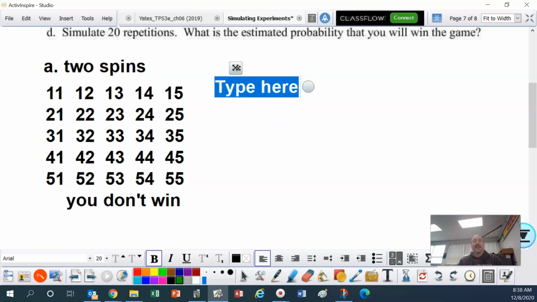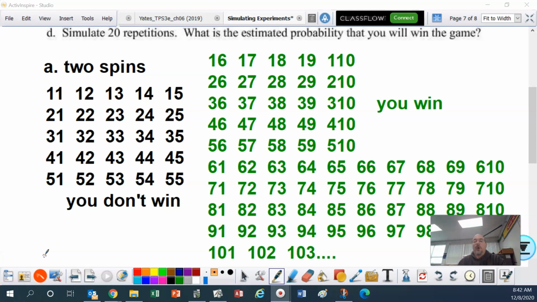Okay, let's see if I can get these typed out. And I want these to be a different color. So I'm going to go ahead and type these out, and I'm going to stop recording while I type these out. Be right back, folks. Okay, so I typed out almost all of them. So to win, that would be like spinning a 1-6, a 1-7, a 1-8, a 1-9. Now this is 1-10. You see 1-1-0, that's 1-10. Spinning a 1 and a 10.